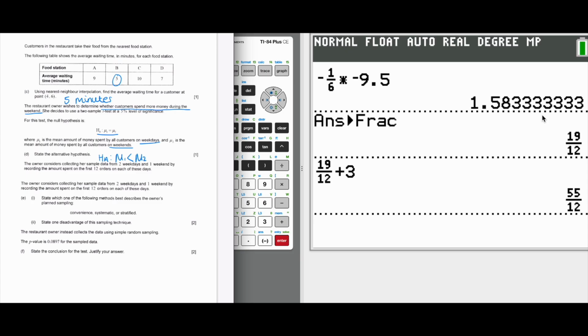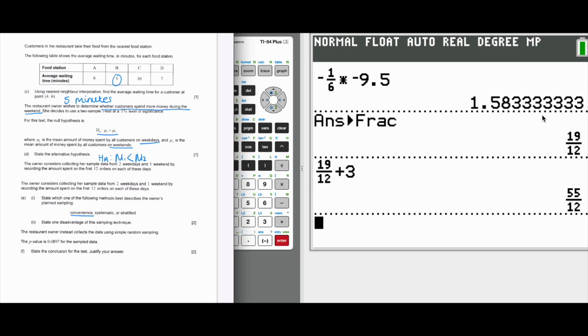The owner considers collecting her sample from 2 weekdays and 1 weekend and records the amount spent on the first 12 orders. So this is a convenience sampling. They've just took the first 12 and it's the most convenient way for them to do it. They've just gone with convenience. What do they come across first? Systematic would need to be some sort of ordered system, and stratified would need to be taking into account the proportions. So for example, if there's 7 days a week, 2/7 of their sample should be a weekend, and then 5/7 of their sample should be a weekday.